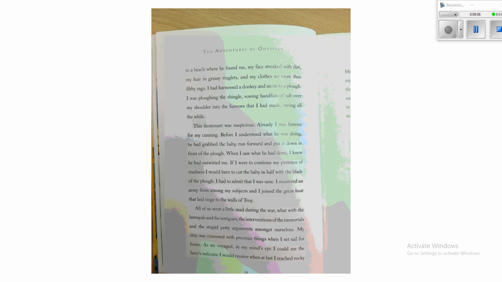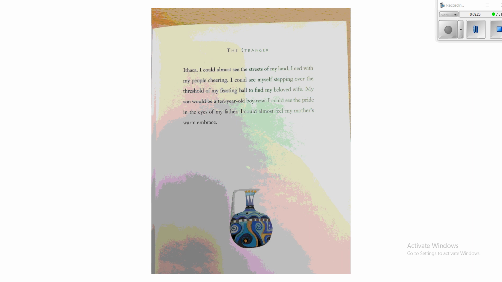As we voyaged, in my mind's eye, I could see the hero's welcome I would receive when I reached rocky Ithaca. I could almost see the streets of my land lined with my people cheering. I could see myself stepping over the threshold of the feasting hall to find my beloved wife. My son would be a 10-year-old boy now. I could see the pride in the eyes of the father. I could almost feel my mother's warm embrace.